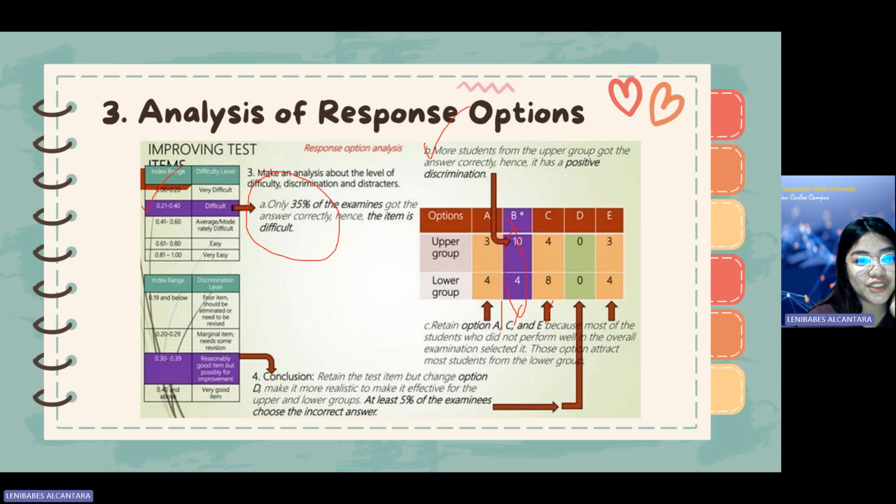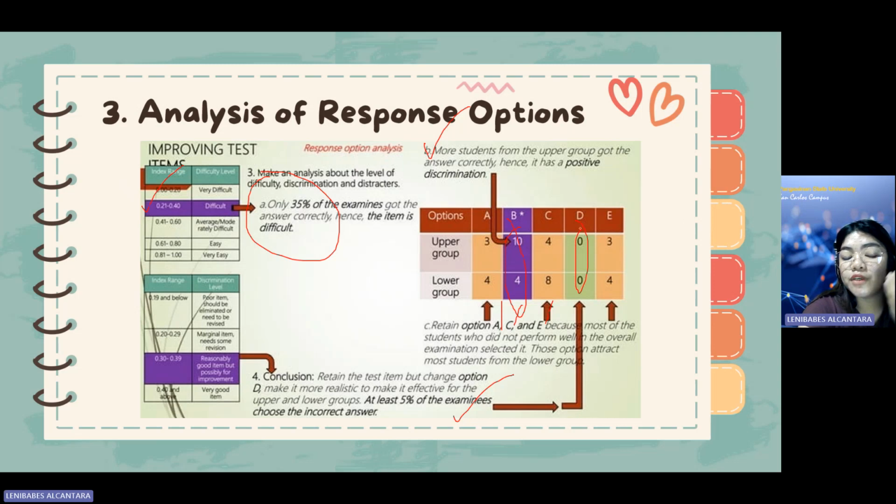Okay, next, let's move on to number 4. Conclusion. Ayan. So, at least daw 5% ng mga examinees ang pumili sa option na yun. Kaya lang, kay D, walang pumili. Di ba? Parang D. Parang kang D. Walang pumili. Hindi, joke lang.